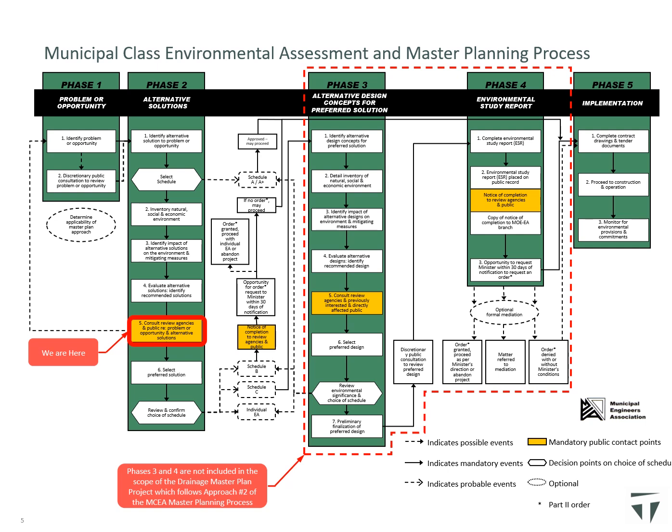solution to be implemented. This EA is being conducted following Approach 2 of the Municipal Class EA Master Planning process, which involves the preparation of a master plan document at the conclusion of Phases 1 and 2 of the Municipal Class EA process. As part of Approach 2, the level of investigation, consultation, and documentation are sufficient to fulfill the EA requirements of Schedule B projects. Phases 3 and 4 are not included in the scope of the Drainage Master Plan project.